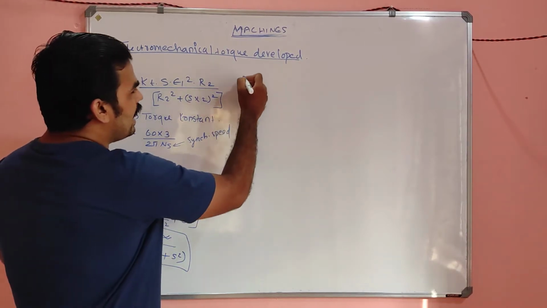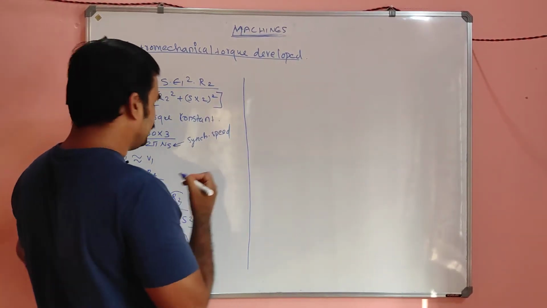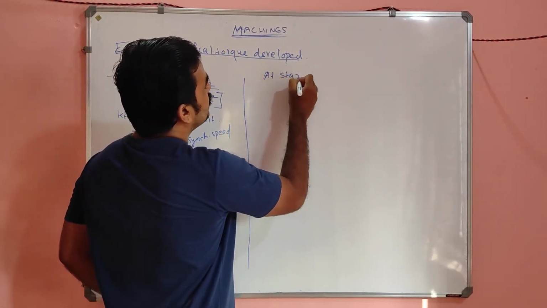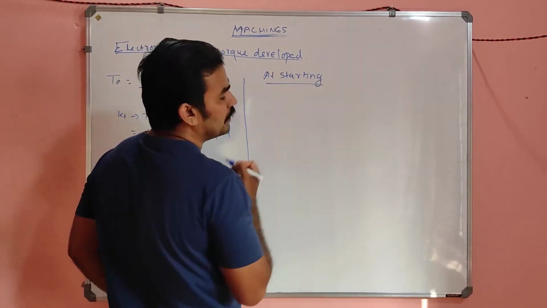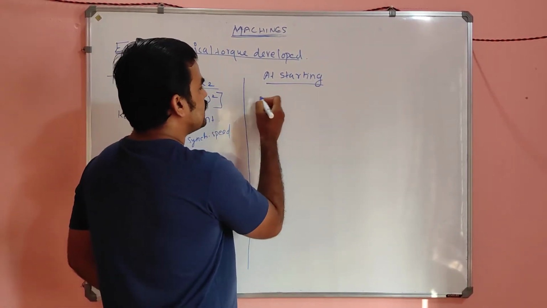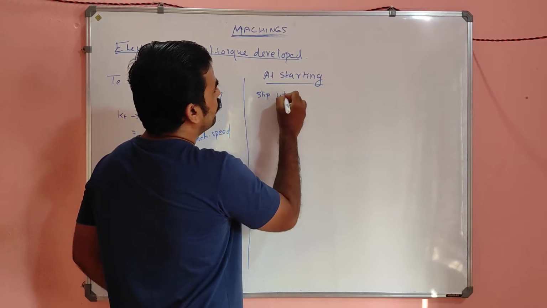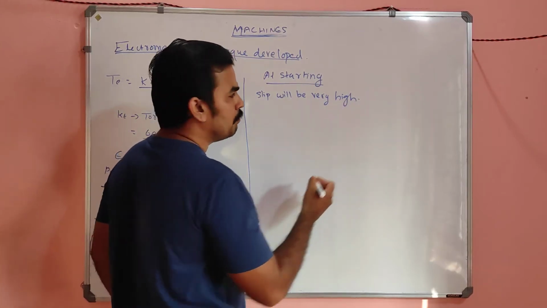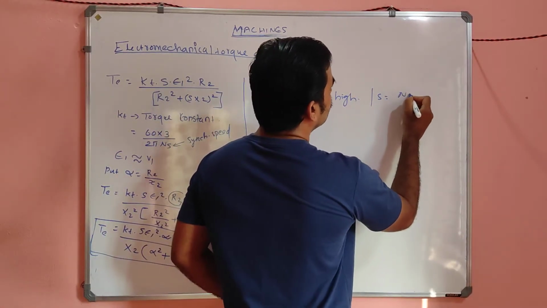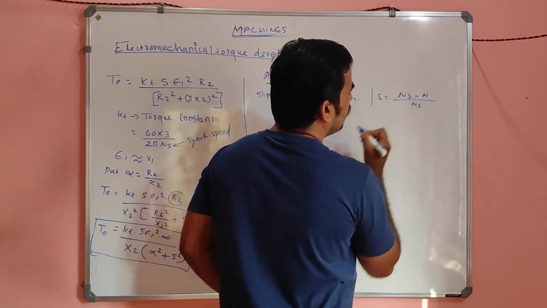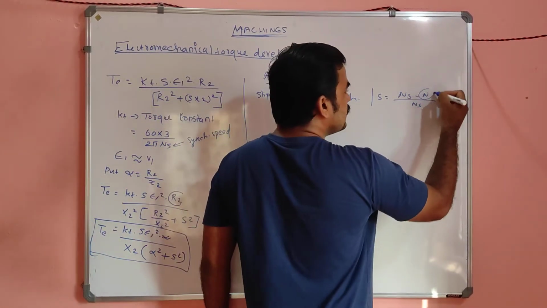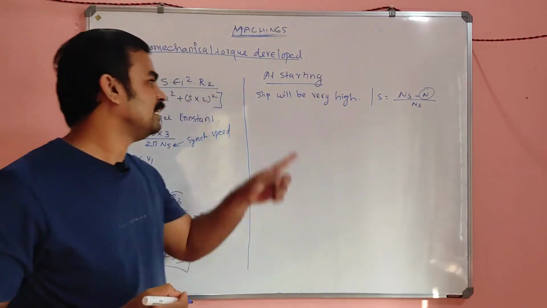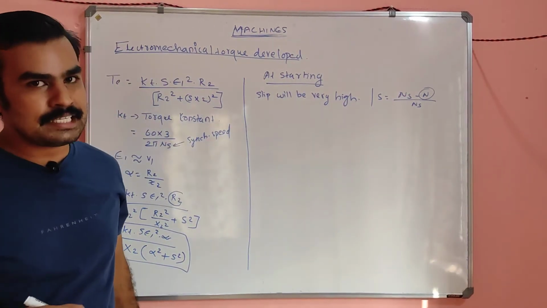Okay, and let's see what happens at starting. We know that at starting the value of slip will be very high, correct? Because the slip equation S is equal to Ns minus n divided by ns. At the starting, n will be nearly equal to 0 or very low, so that s will be very high. That is why the slip will be very high at starting.